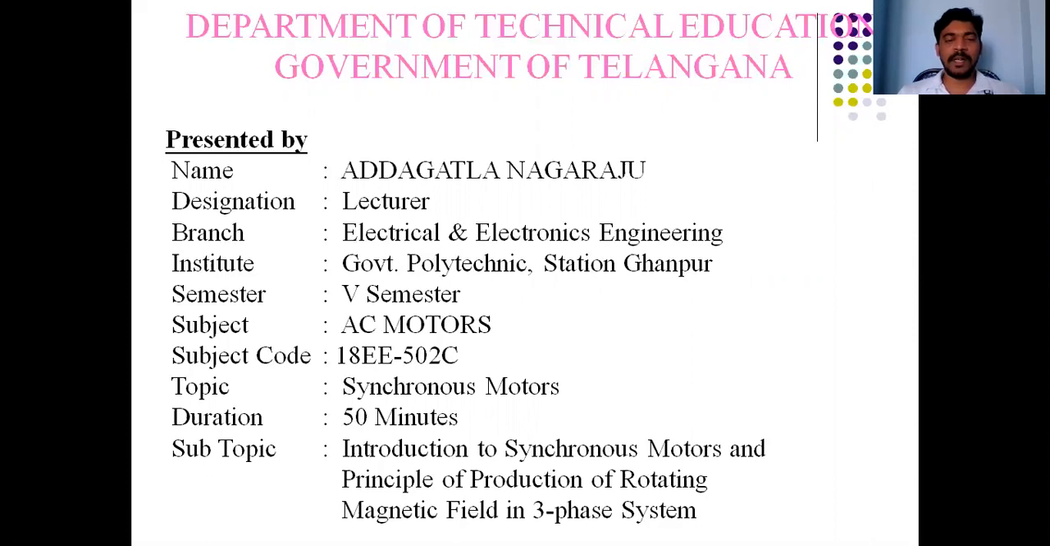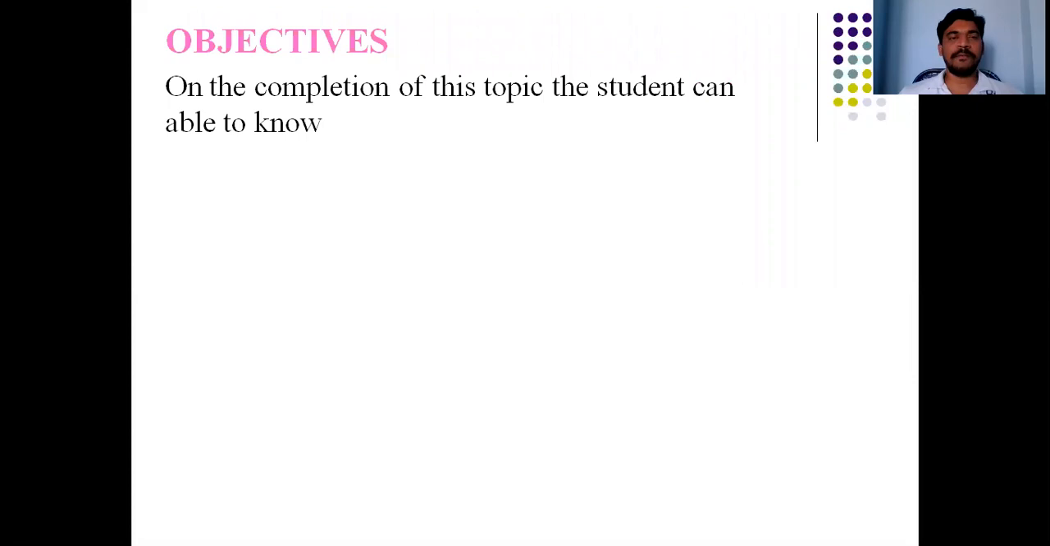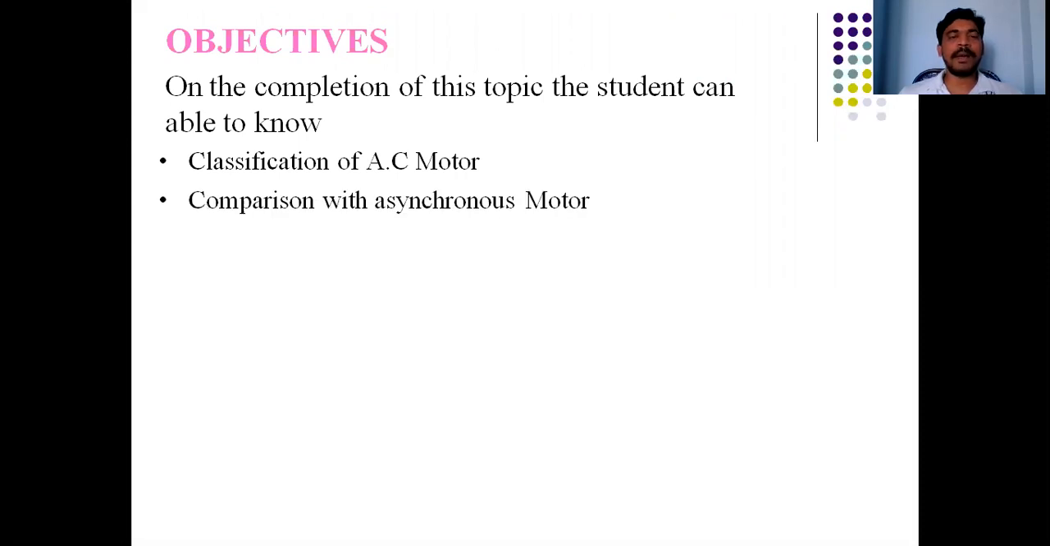So first, what is the AC motor? Then what are the AC motors available? We will compare, then we will go for synchronous motor. Objectives of today's class: classification of AC motors, comparison with synchronous motors. In AC motors, there are different types: synchronous and asynchronous motors. Asynchronous motors generally are the induction motors. So we will compare synchronous motors with asynchronous, means induction motors.